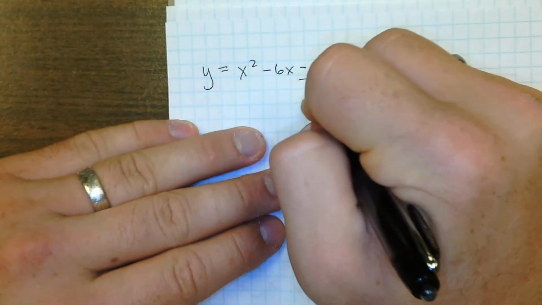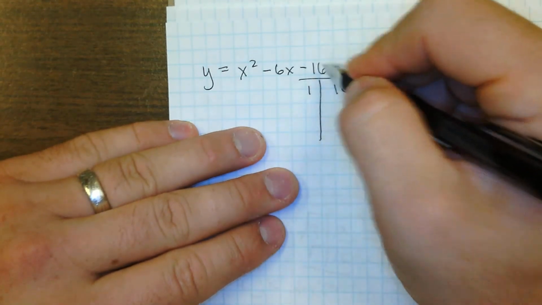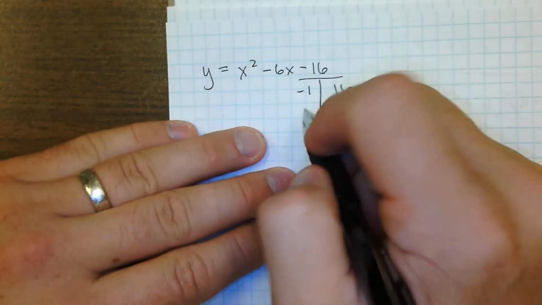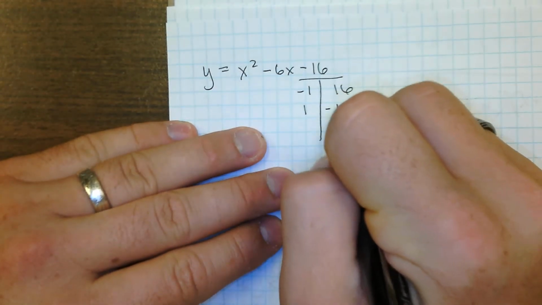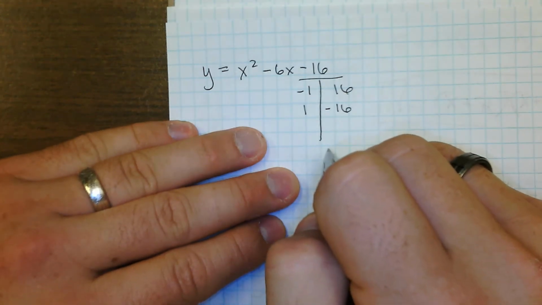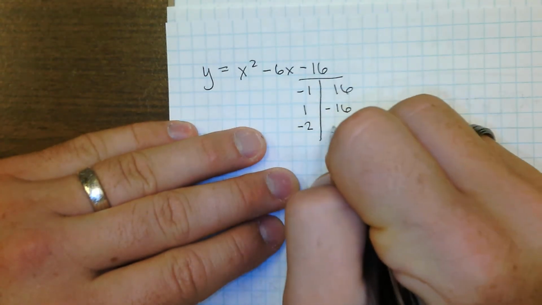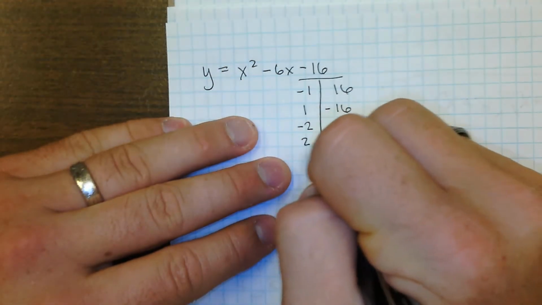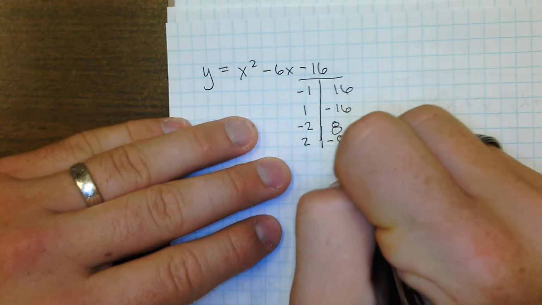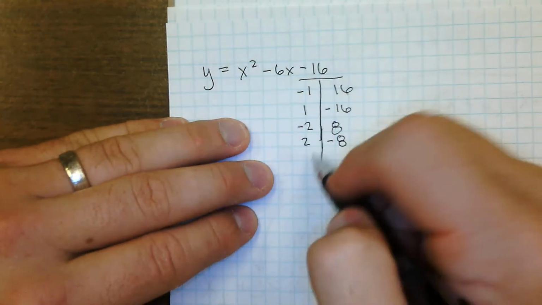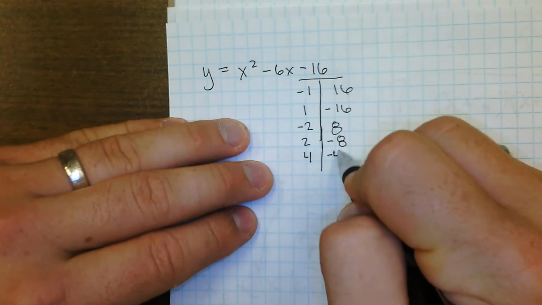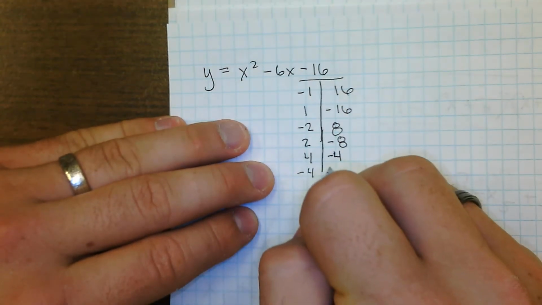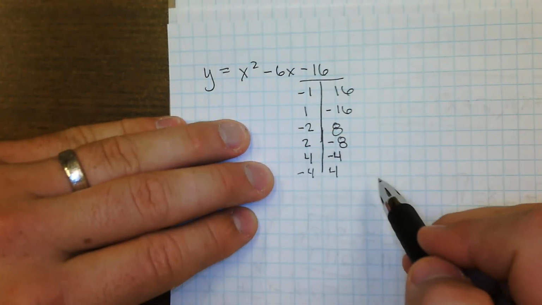So factors of 16 are 1 and 16, but because it's a negative 16, make one of the numbers negative, and then flip the negative and positive signs. Next one would be like a negative 2 and 8. And again, flip the negative and positive sign. So positive 2 and negative 8. And then one would be like 4 and negative 4. Because those two numbers are the same, you don't really need to write a negative 4 and a positive 4 because they're already there. All right.